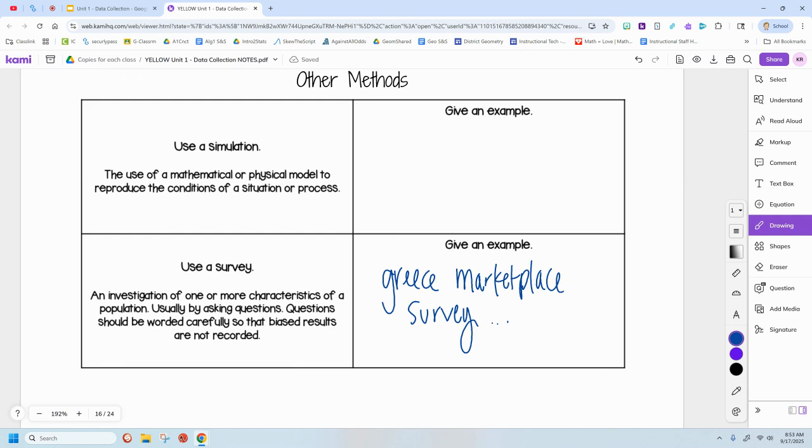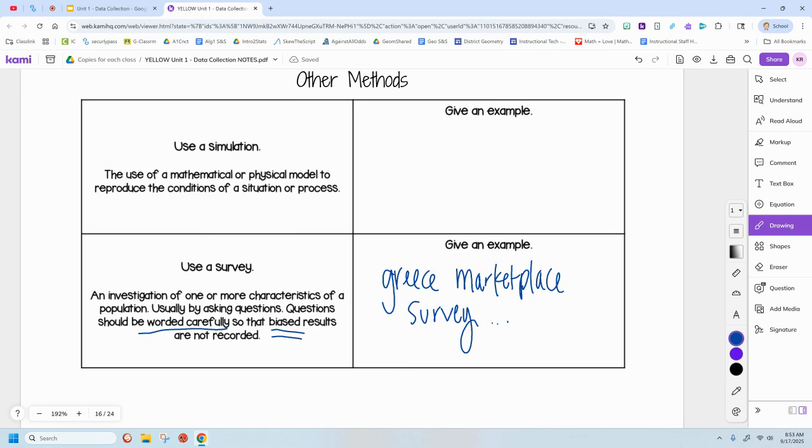We are going to be working on carefully worded surveys so you get the right answer, or the answer you want, and your answers are not biased. So that is something to be aware of, that if you have a poorly worded question, you might not get the results you're looking for.